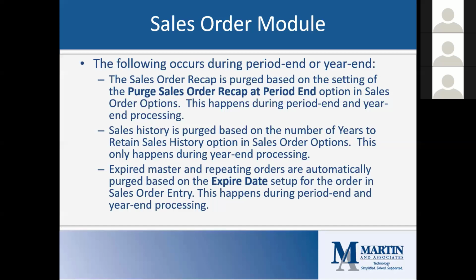And a repeating order is when you want to be able to create a sales order from a template almost, where you set up this repeating order because it's something that gets placed a lot by a customer and you can copy from that template. Well, both those master orders and those repeating orders have expiration dates on them. And any order that's a master order or a repeating order that has an expiration date that has already happened, when you do a period end or a year end processing, it will purge them out if they're, quote unquote, expired. Okay.